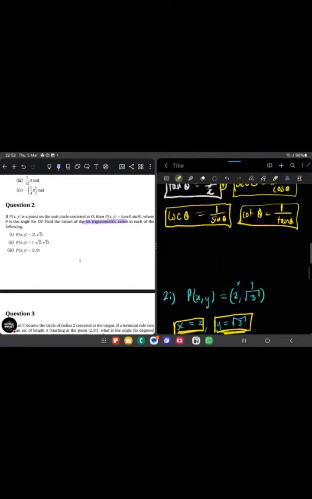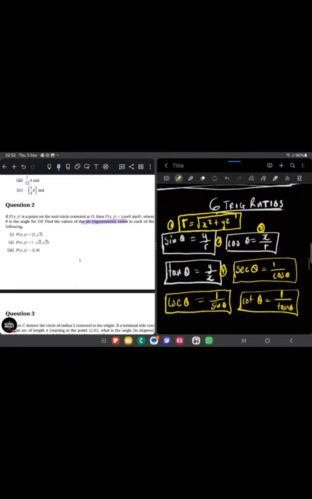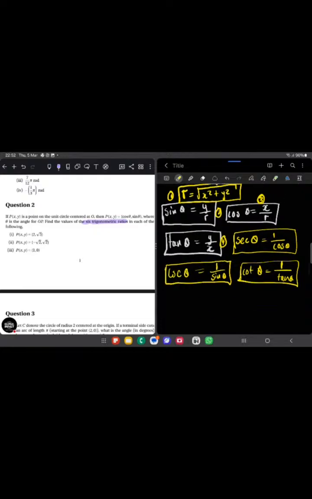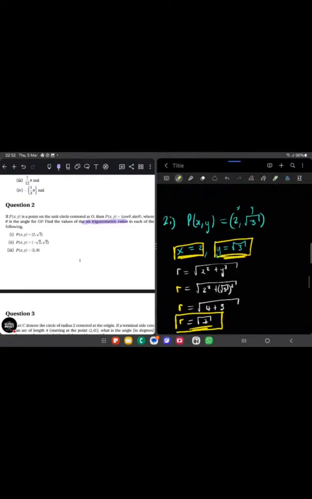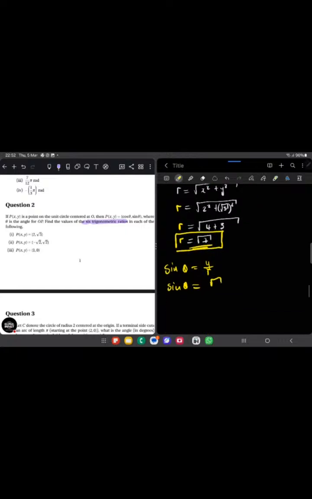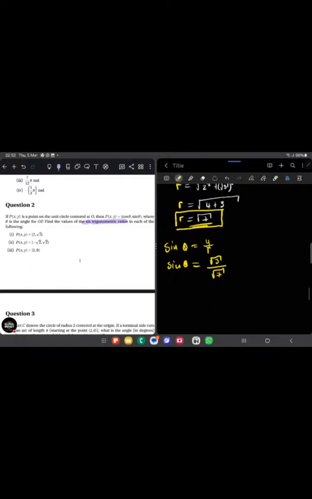So you know that sine theta is y over r. That's the job. You need to remember r, how to find it. Then you need to remember how to find sine theta, cos theta, tan theta. Basically. So now, my sine theta will be, what is my y? My y is root 3 over what is my r? Root 7. So it's going to be root 3 over root 7. That's going to be your sine theta.